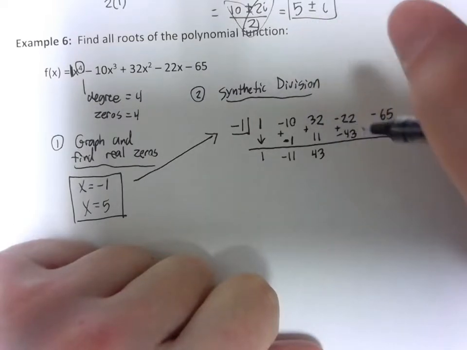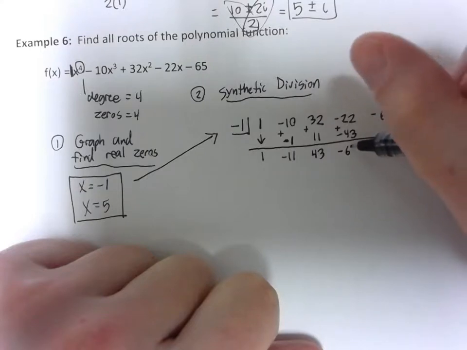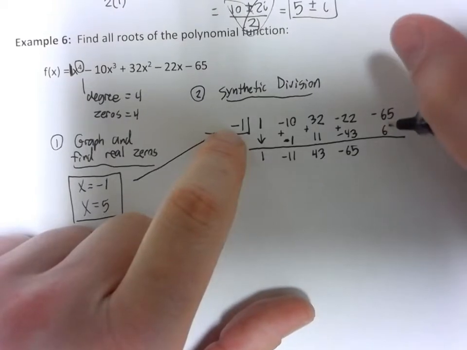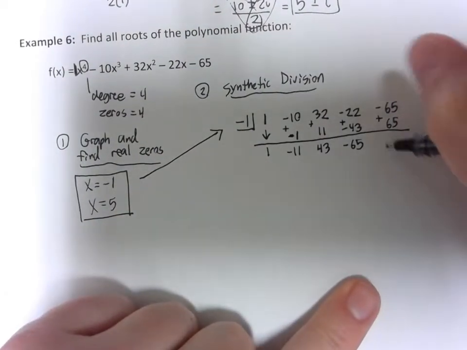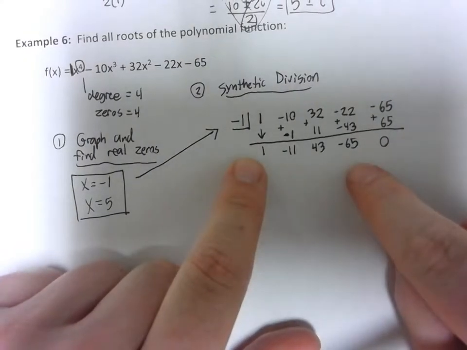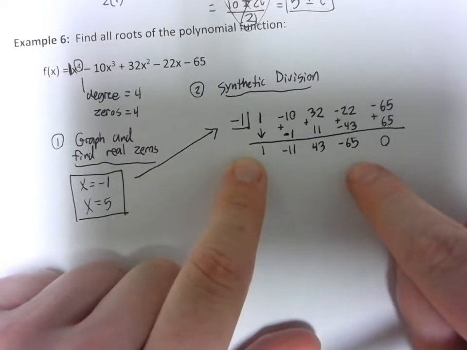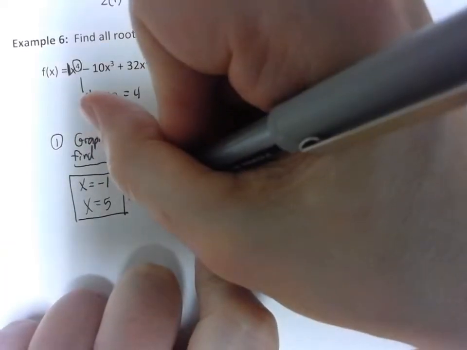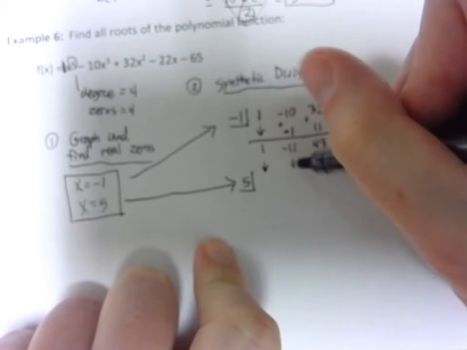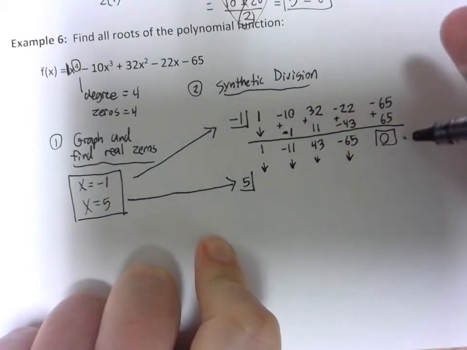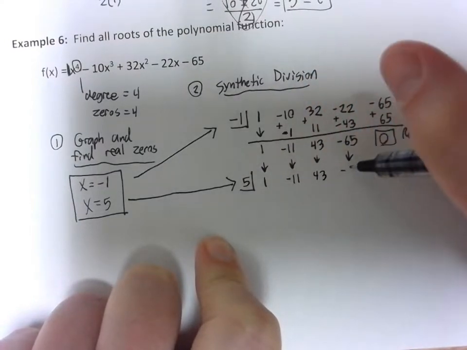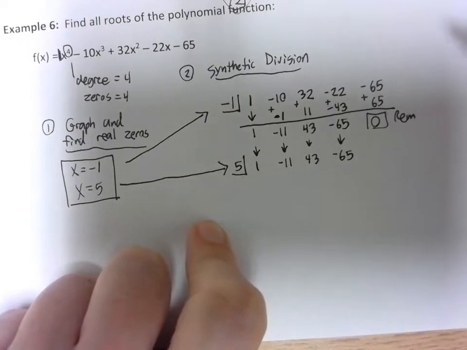-22 plus -43 is -65. -65 times -1 is +65. And oh my gosh, we get 0. So that's not going to be a quadratic. That's 4 terms. So guess what? We got to do it again with the other 0. So this time we're going to put a 5 in the box, and we're going to bring down these 4. Remember, that's your remainder, so that's out of the picture. But we're going to bring down the 1, the -11, the 43, and the -65, and we're going to do it one more time.